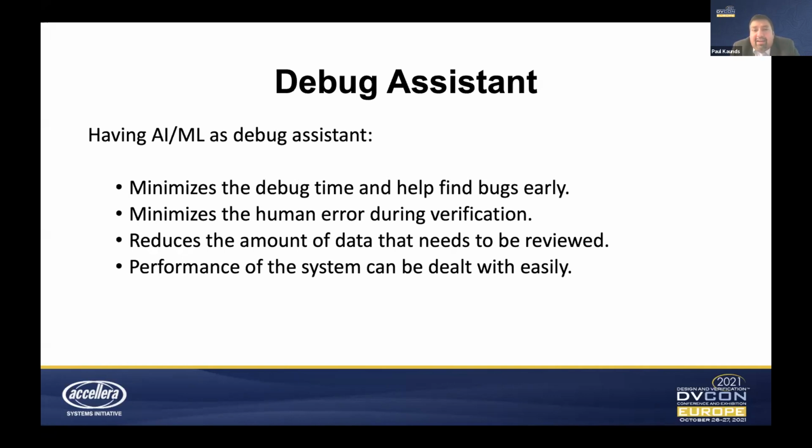It minimizes the human error during verification. It reduces the amount of data that needs to be reviewed. Performance of the system can be dealt with easily. If you really can connect AI systems, AI scripts, it can help you debug faster and analyze faster. Instead of seeing huge logs, worth thousands, tens of thousands of lines, this AI ML can help us analyze quickly, with a sort of executive summary, find the first error, and classify what may be the anomaly, what went wrong. This is the type of thing where AI ML can be helpful.